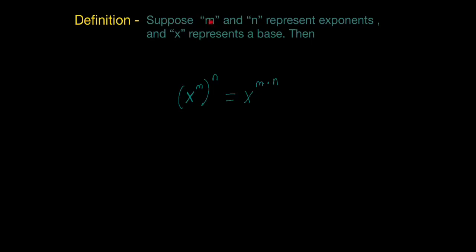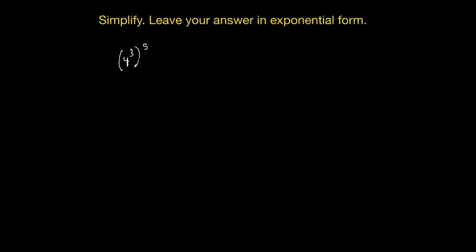Suppose m and n, these ones right here, represent exponents. And suppose that x represents a base. Then the power rule tells us that when you have a power getting raised to another power, you can multiply these powers together and keep the same base. So let's look at this example right here.